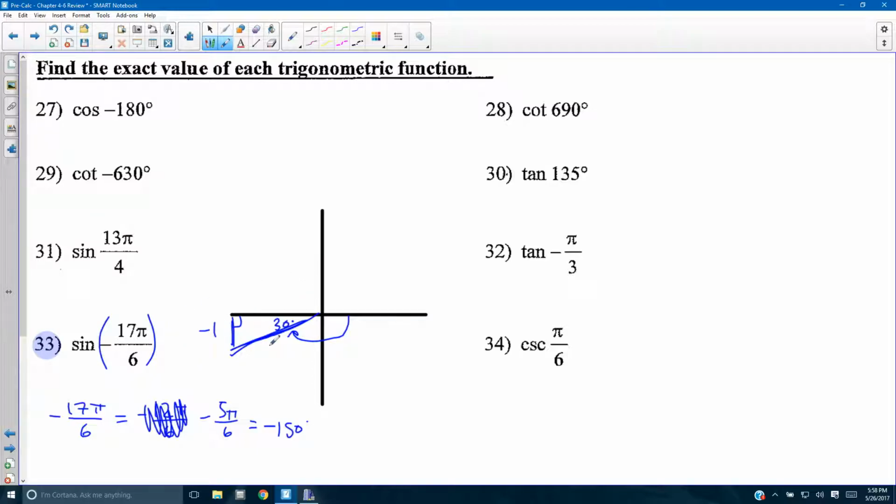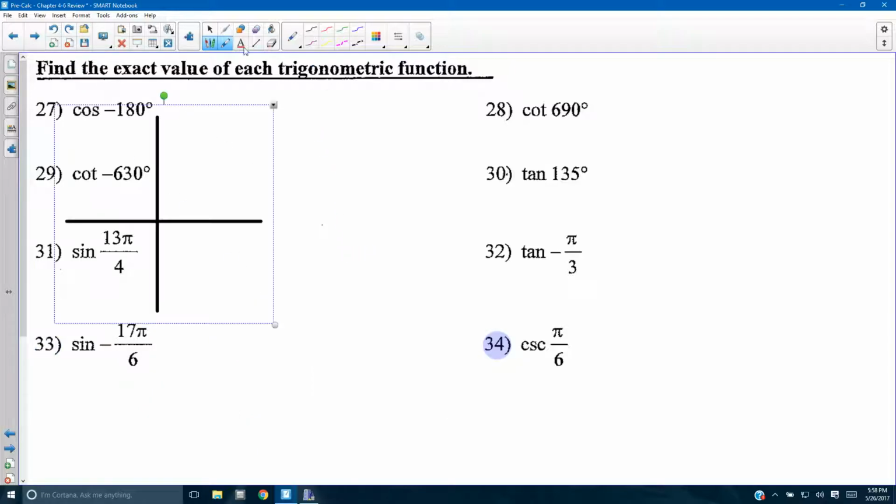Ratio relationship 1 to 2 to root 3. The 1 and the root 3 are both negative as they go left and down in the third quadrant. Sine of this guy, opposite over hypotenuse, is negative 1/2. Negative 0.5 is also an exact number. I will acknowledge that, and you can test that in your calculator. Make sure you're in radians mode, and you'll get negative 0.5 as an answer.